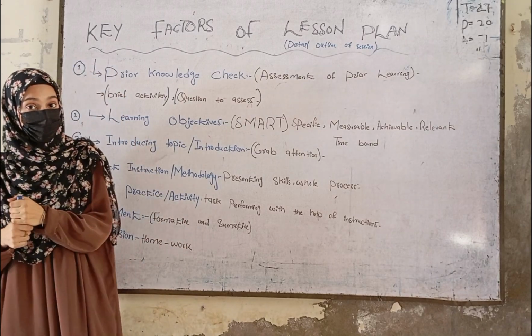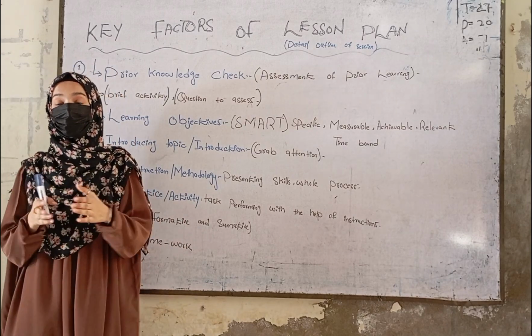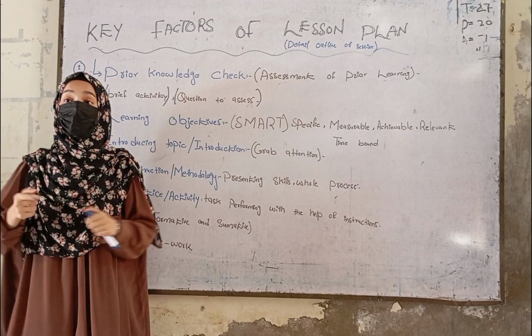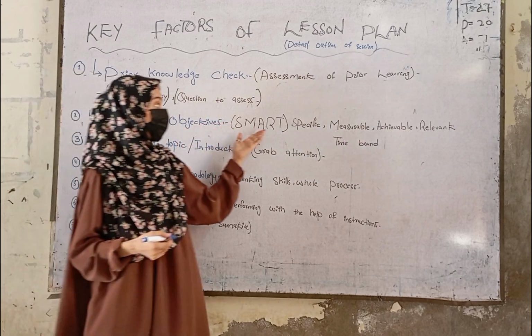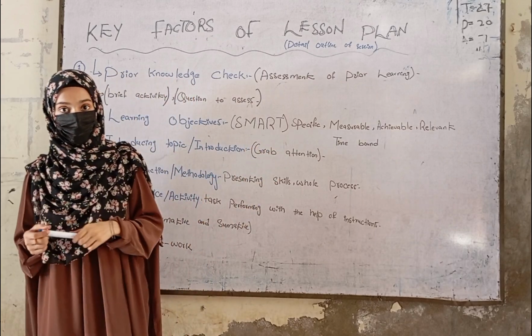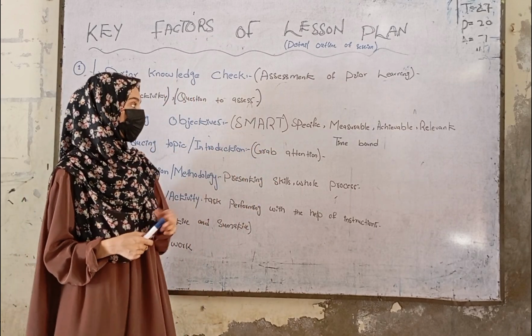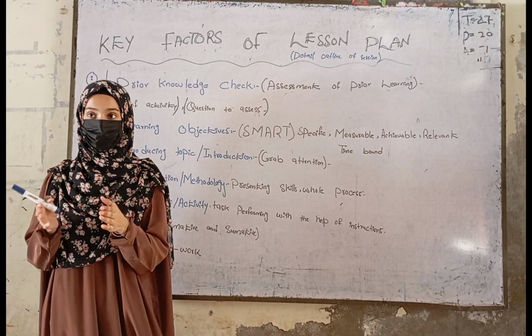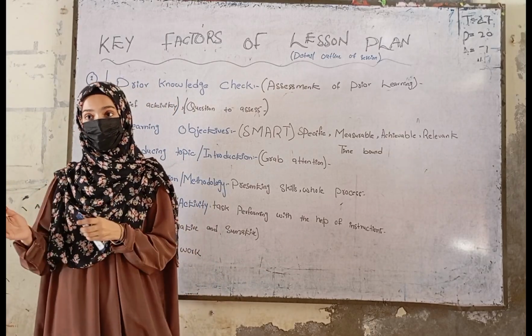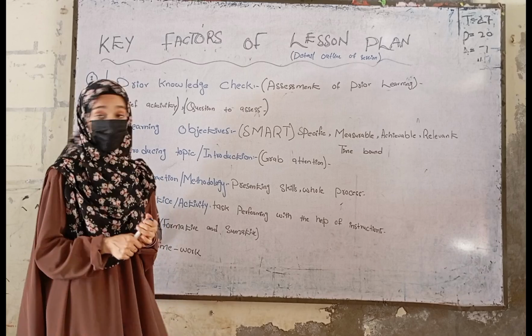This should follow the SMART way to set any kind of objectives, where S stands for specific, M stands for measurable, A for achievable, R for relevant, and T for time bound. So now let me tell you how the term SMART is helpful to set out the learning objectives.